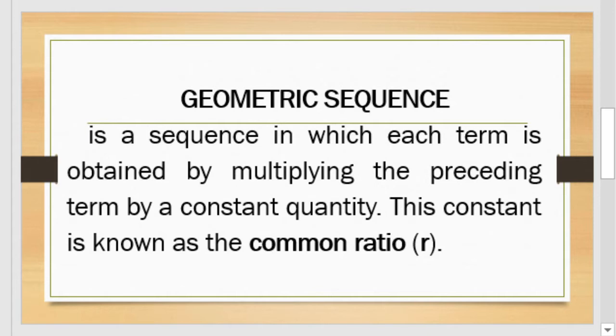And make sure nga the succeeding term or ang gasunod nga term, maoy imuhang dividend. Kanang nasa ibabaw. Ang divisor, however, is your preceding term or kanang gauna nga term. So, ani na siya? Gasunod nga term divided by gauna nga term. That's how you find the common ratio of the geometric sequence.